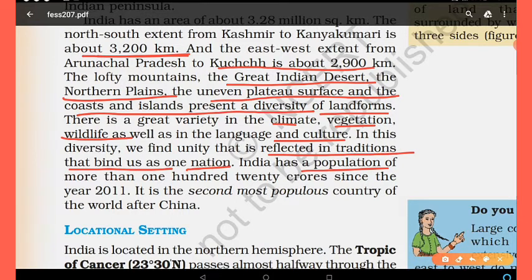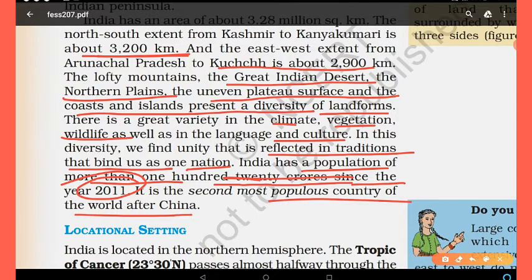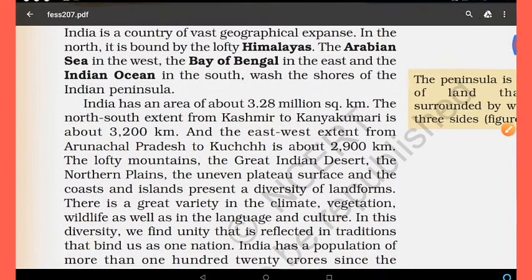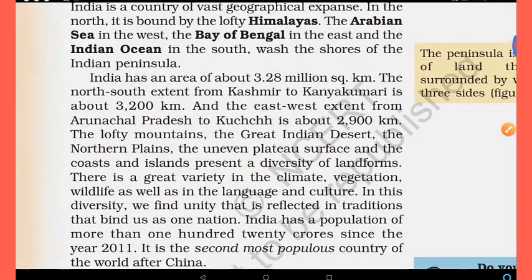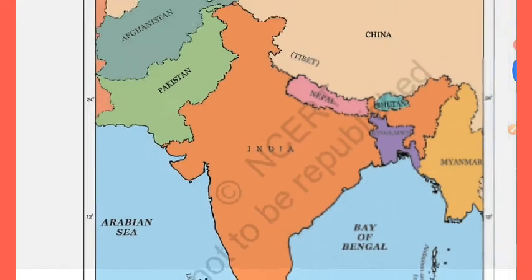India has a population of more than 120 crores. At this time, it is approximately 130 crores, right? The figure of 120 crores is since the year 2011. It is the second most populous country in the world after China, as we have discussed. Now we can find out the location and the physical features of the country.